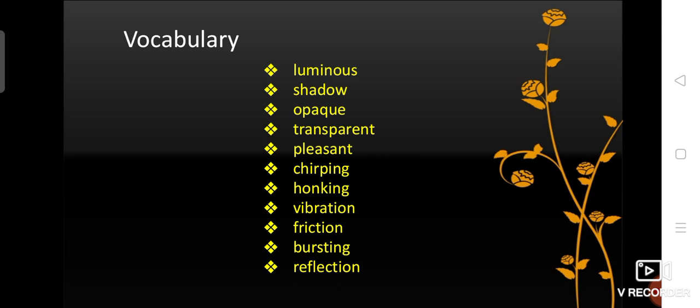Next one is honking. Honking is related to the sound created by vehicles, in traffic signals, and we used to hear this sound mostly, isn't it? They will honk the vehicles. The sound created by the vehicles is called honking. Next one is vibration. Vibration is a word related with sound.